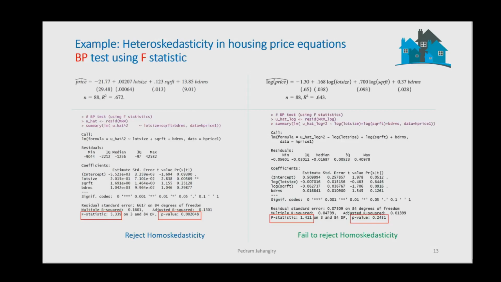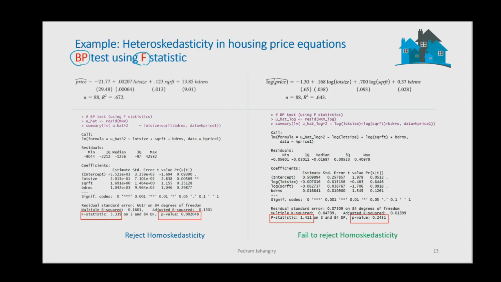All right, now let's talk about the examples where we're going to apply the Breusch-Pagan test and the White test. We're going to start with the Breusch-Pagan test using the F statistic. Remember, we have four versions: Breusch-Pagan F, LM, White F, LM, right? So the first one is the Breusch-Pagan test using the F statistic. What is the equation that we're looking into?